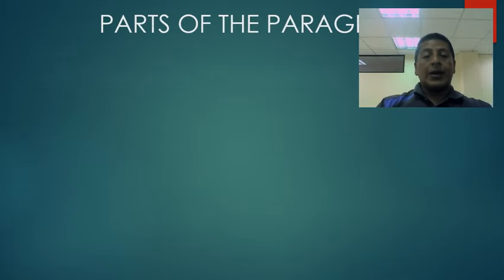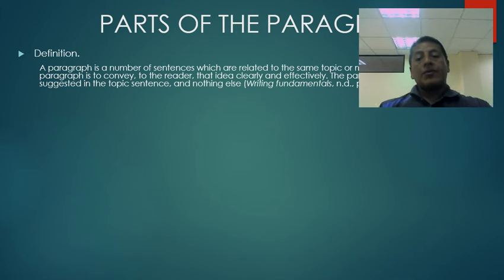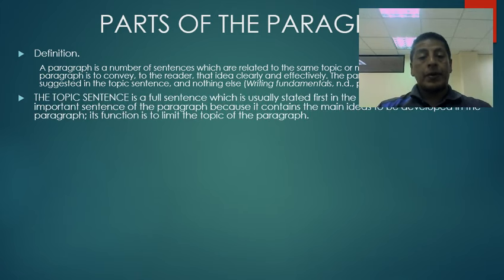So we have to say that a paragraph is a number of sentences which are related to the same topic or main idea. The goal of the paragraph is to convey the reader the idea clearly and effectively. The paragraph should develop only one idea and not more, because if it develops more than one idea, it is going to be confusing and the reader is not going to identify what idea you are trying to develop in this paragraph.